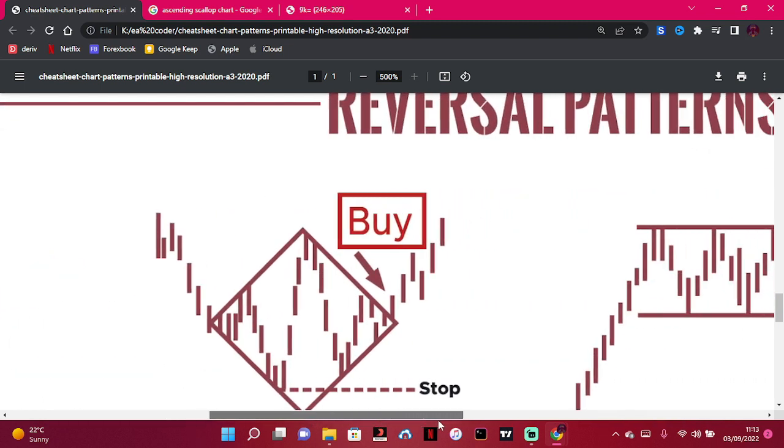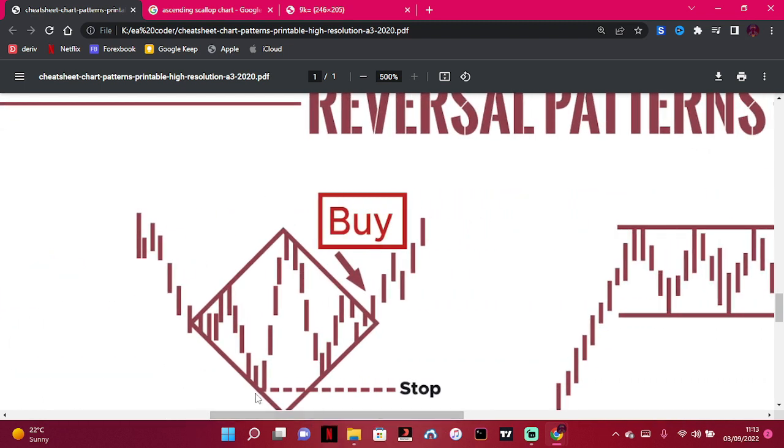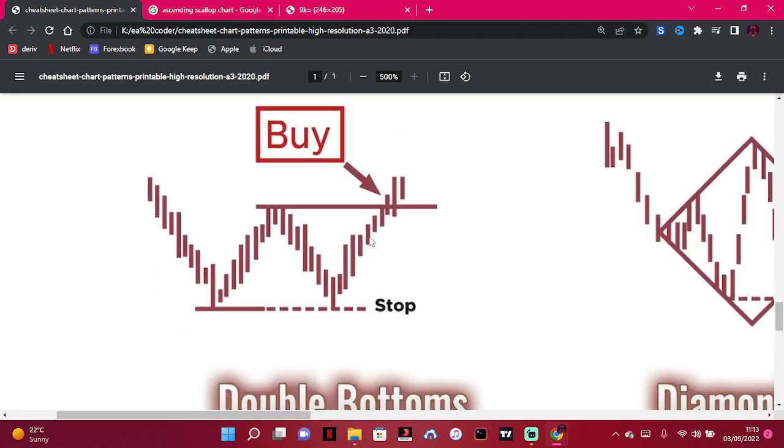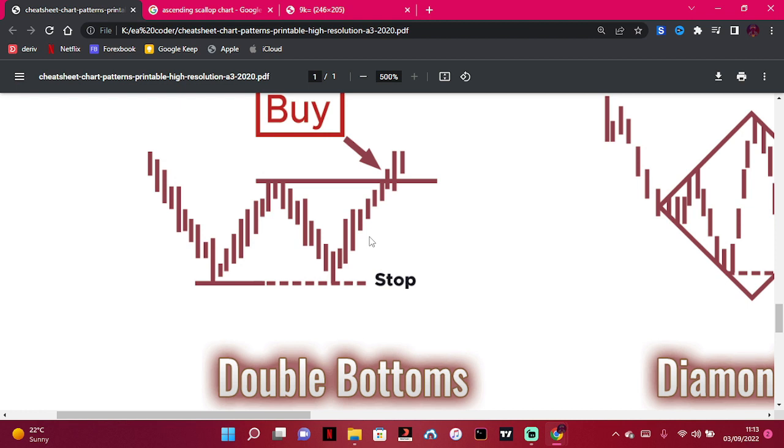So now let's go on to the reversal chart patterns. The first one is this one over here, which is called the double bottoms. There's also something called the double tops, okay, and it actually forms something more like a W. So what you do is draw a line here touching both these double bottoms, and draw another line on top, wait for price to break out, you enter a buy.